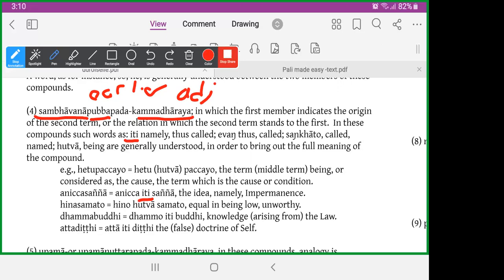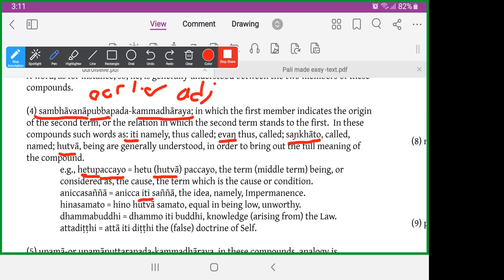And then the evam. You can see the evam. Is it here? Not here. Then the sankato, hutwa. You can see the hutwa here. So this means that it's a compound word, for example, hetu pachayo. You know this when you recite the Patthana, right? Hetu pachayo, aramana pachayo, adipatiyo, and something like that. All right. So hetu pachayo.